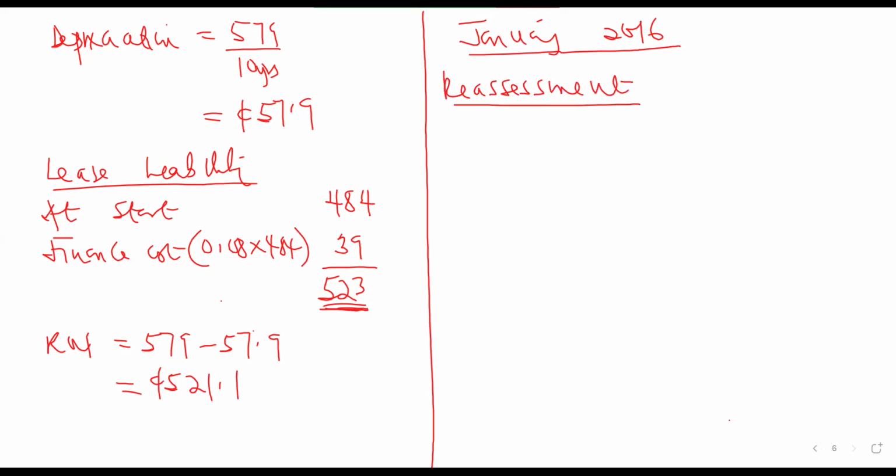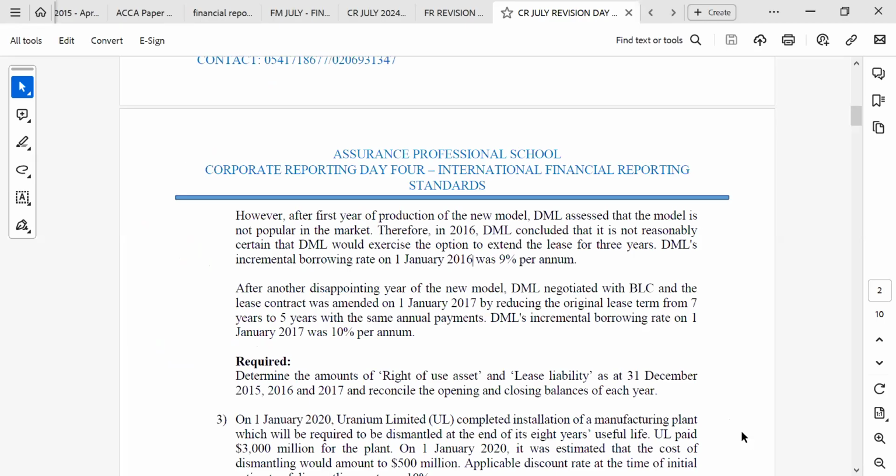They are saying that they are not certain. They have concluded that it is not reasonably certain that the DM will exercise the option to extend the lease for 3 years. So it means that we have to remove the option from this particular amount. We are left with how many years if we are not extending?